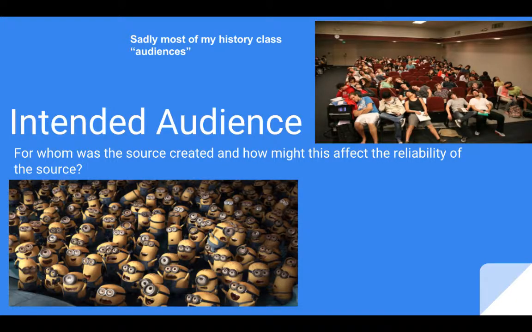Next, you have the intended audience. You want to understand who this was written for, and how might that impact it? Is there a bias that happens as a result of the purpose of this document? Okay, so we know where it's from, we know when it's from, we know who's writing it. Now we're figuring out who we think it's for.